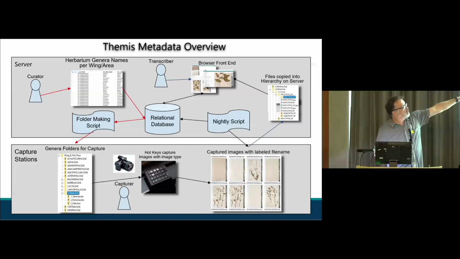We have a little script which makes a load of folders which capturers download to their local machines for whatever area they're in. So wing B, first floor, these are the families, and inside there's the genera, there they are. Then our capturers capture per box inside there, and we've got a keypad where they press different keys for different types of objects, the different folders that they capture. I'll just show that in a little more depth.